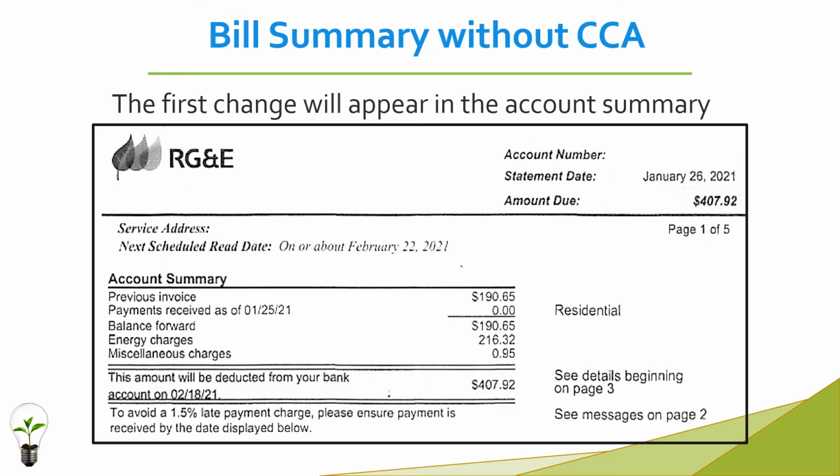So the first place I'd like to look on your bill is in the account summary. Prior to these municipal programs being implemented, you wouldn't see a third-party supplier listed in the summary. That is, unless you've already switched from your utility to a third-party supplier on your own. Next, I'll show you how this will change if you are participating in a CCA program.